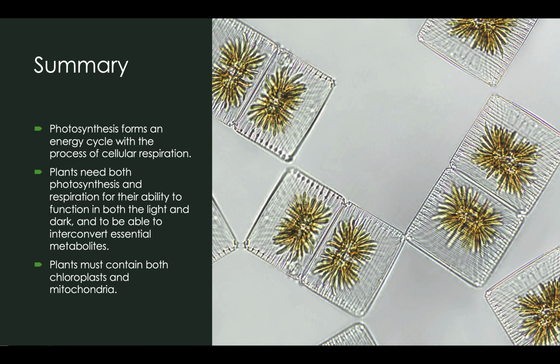Plants need both photosynthesis and respiration for their ability to function in both the light and the dark, and to be able to interconvert essential metabolites. So basically to be able to produce their own foods and keep themselves alive, they have to have the option to do both photosynthesis in the light and then cellular respiration in the dark, because photosynthesis requires light. So they wouldn't be able to make it without both. Plants must contain both chloroplasts and mitochondria, because if you think this through, chloroplast is where the photosynthesis process takes place, while the mitochondria, much like in our bodies, is where their cellular respiration will take place.